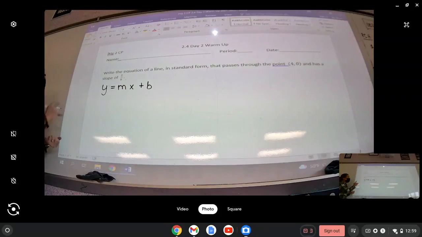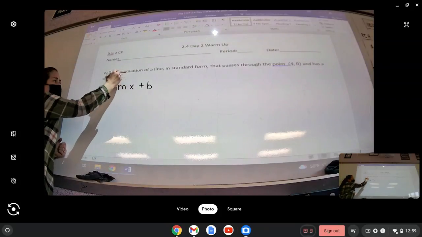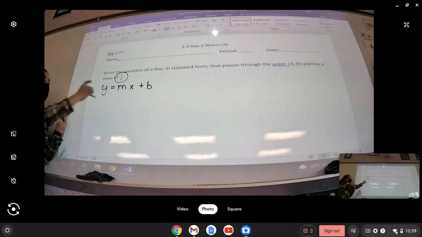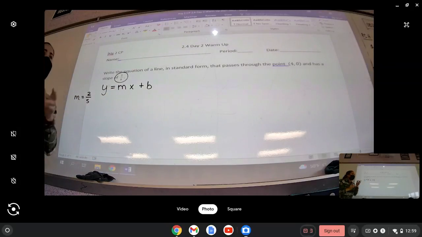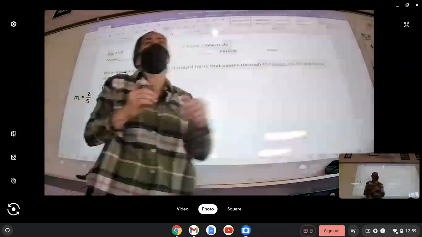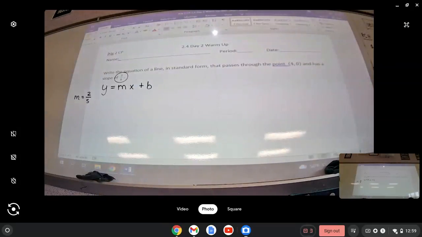Well, guys, let's look at this one. It definitely told us the slope. We know m. We know that m is 2/5. But then it told us that it passes through that point. And I'm not going to lie, I was trying to trick you with that point.